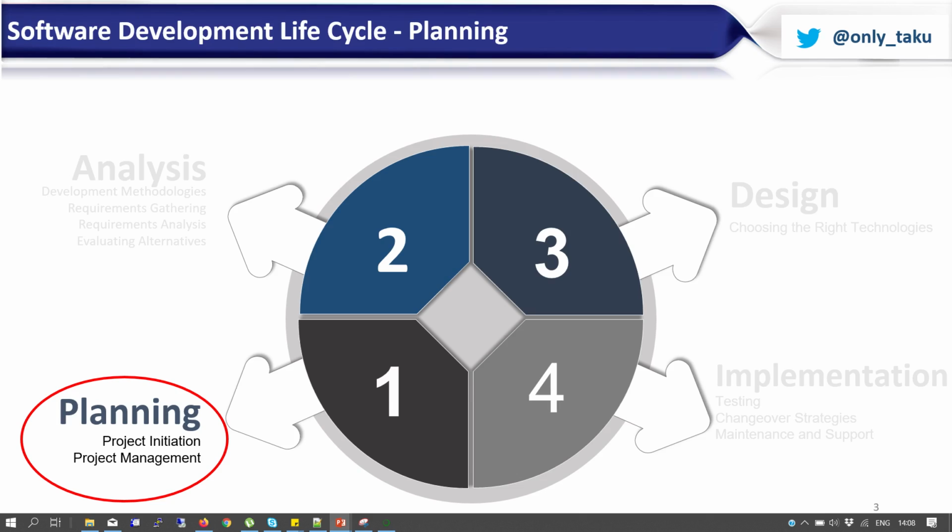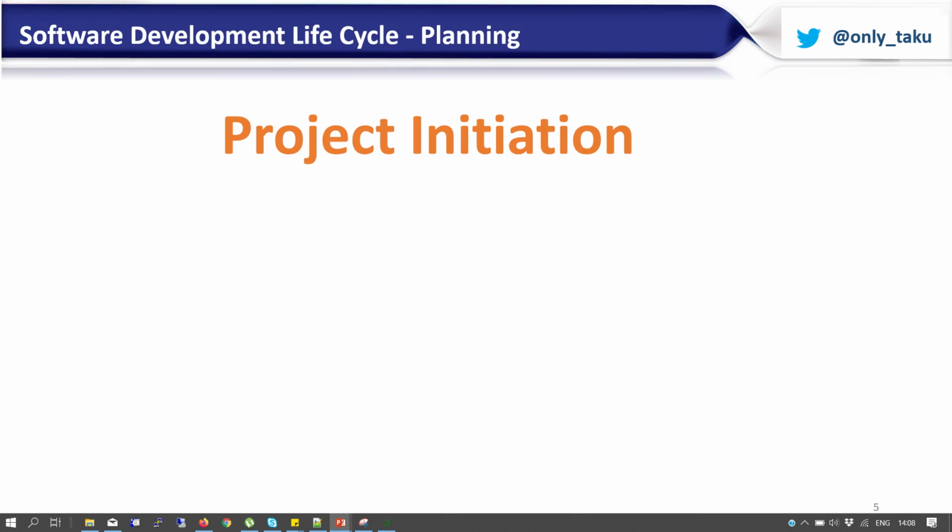So the planning stage has two main activities: project initiation and project management. Now, I'll start with project initiation. Under project initiation, you're looking at starting the project. Usually it starts with the identification of the problem. What is the problem that we're currently facing that we want to solve using a system of some sort?